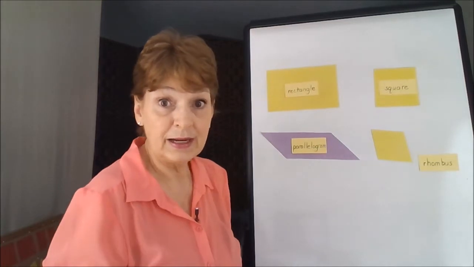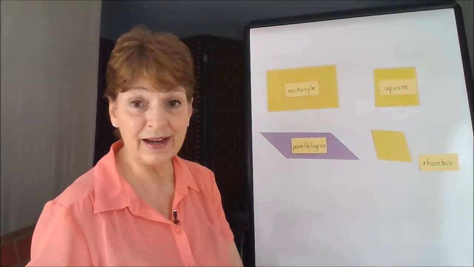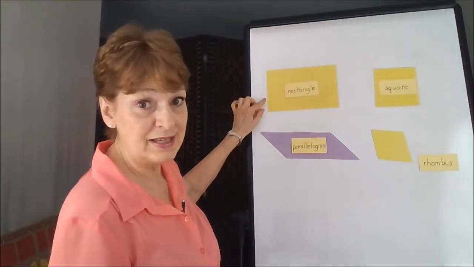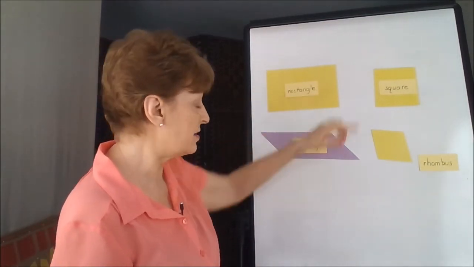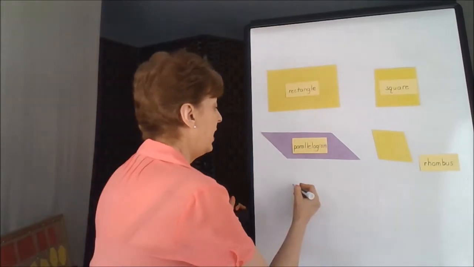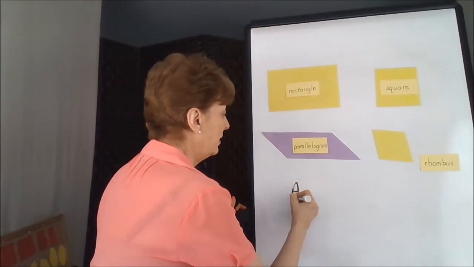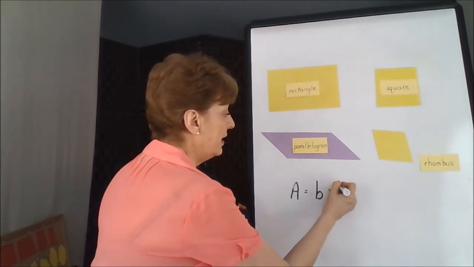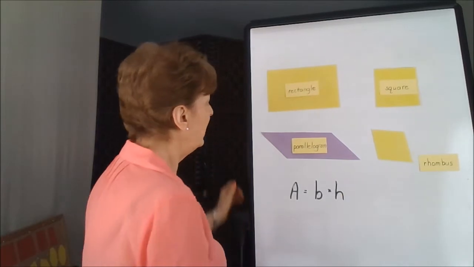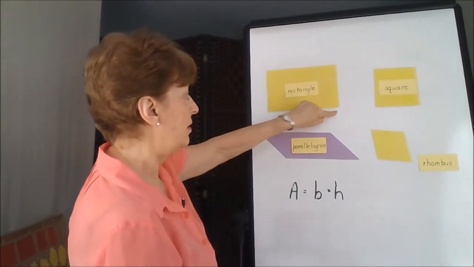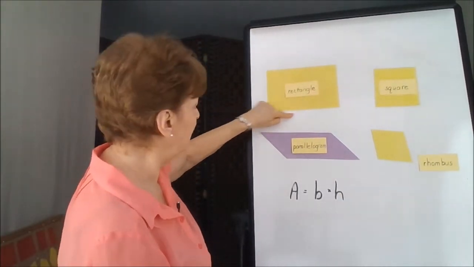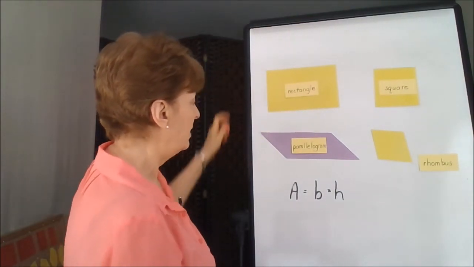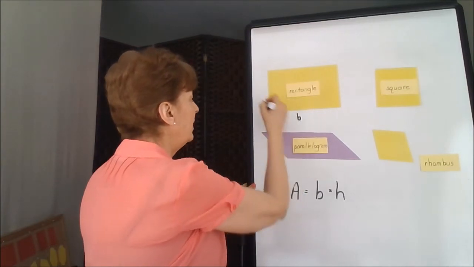So when it comes to finding the area of these shapes, it's possible to use the same formula that you use for rectangle and square. In other words, area is equal to the base times the height. The base is what the shape sits on. Okay, so here's a base, and the height would be this way. So here's the base, here's the height.